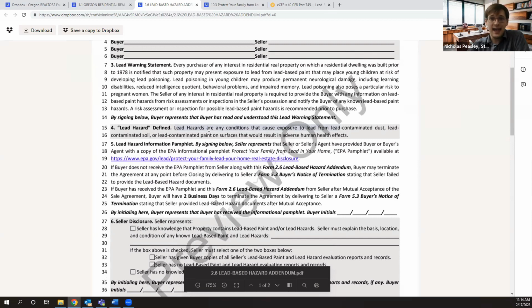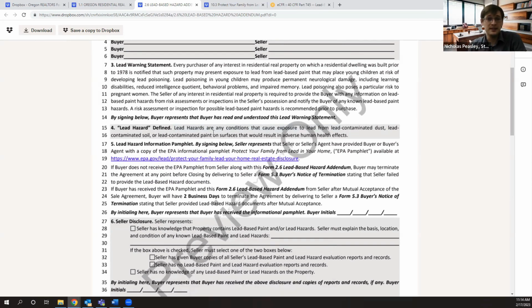We then define lead hazards. This is the broadened definition of lead hazards. That's more than simply the definition that exists at the lead-based paint standard. Lead hazards are lead-contaminated dust, lead-contaminated soil, and lead-contaminated paint on those various surfaces. So if there is the presence of these leads, that's dangerous.